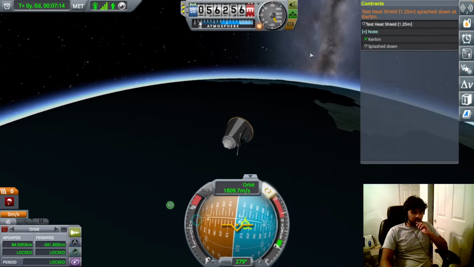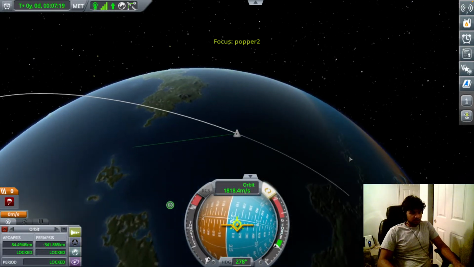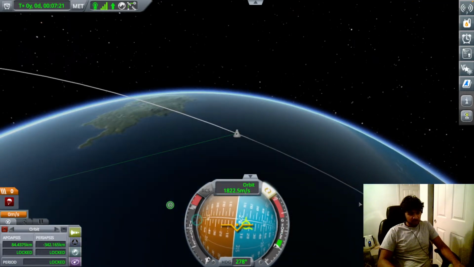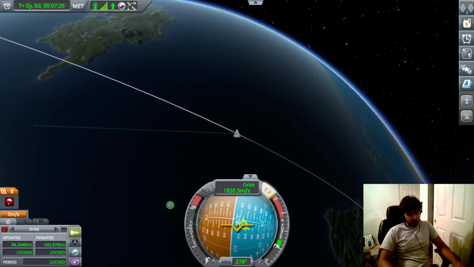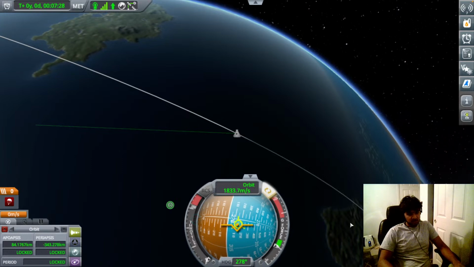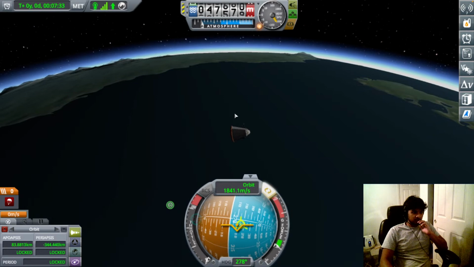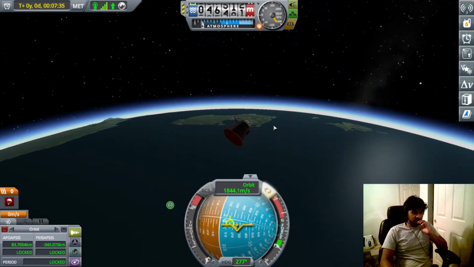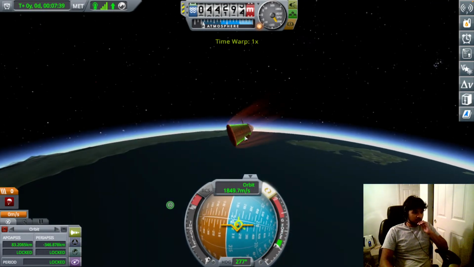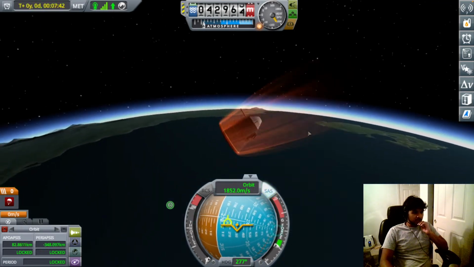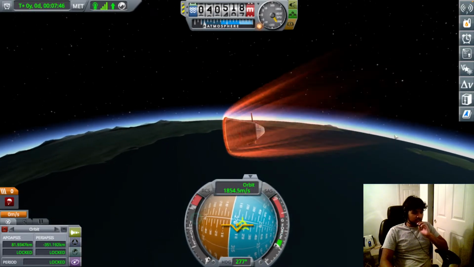So it's asking us to test the heat shield splashdown. So right now we are on a trajectory to be landing in the ocean, depending on atmospheric drag. We will see how that goes, which should be receiving about now. Here we go. Here we go, guys. Here's our craft. Let's turn off the SAS here.